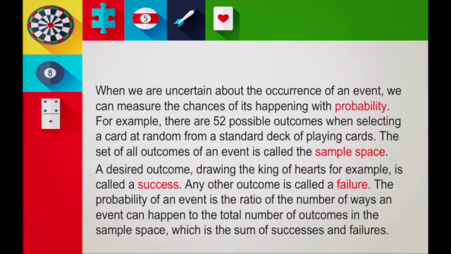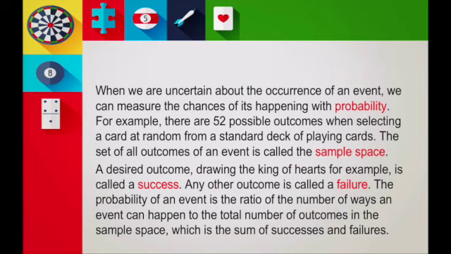For example, there are 52 possible outcomes when selecting a card at random from a standard deck of playing cards. The set of all outcomes of an event is called the sample space. A desired outcome, drawing the King of Hearts for example, is called a success. Any other outcome is called a failure.